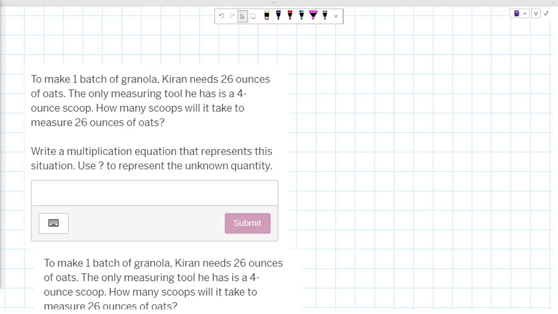It says to make one batch of granola, Kiran needs 26 ounces of oats. The only measuring tool he has is a 4-ounce scoop. How many scoops will it take to measure 26 ounces of oats?